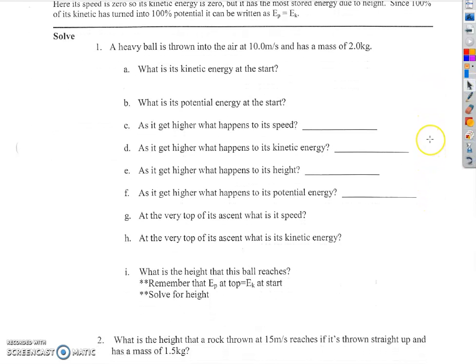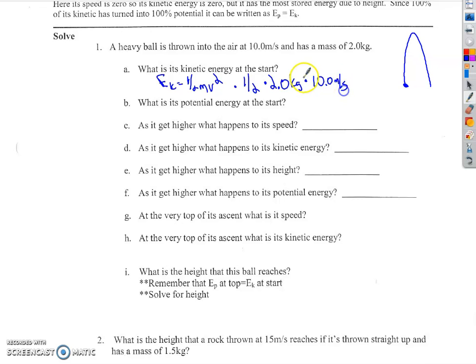This first part here, it says a heavy ball is thrown into the air at 10 meters per second and has a mass of 2 kilograms. So they're throwing this ball up and eventually it's going to come back down. And if they're asking kinetic energy, the equation is 1/2 mv squared. So we could just start plugging in the variables we know. The mass is 2.0 kilograms and the velocity is 10.0 meters per second. Make sure you're squaring just the velocity.